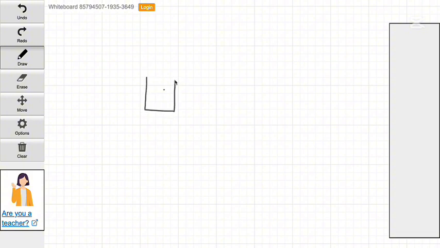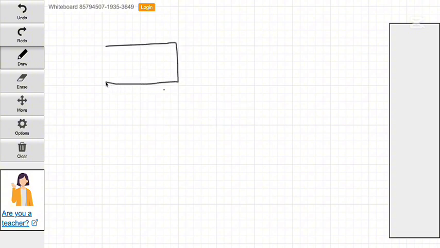For example, let's say we have this square here and this side is equal to 4. But with the square, all the sides are equal. So in conclusion, it's literally just 4 times 4, which is equal to 16.